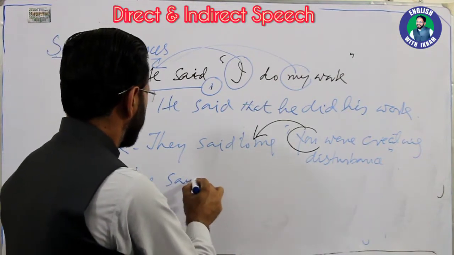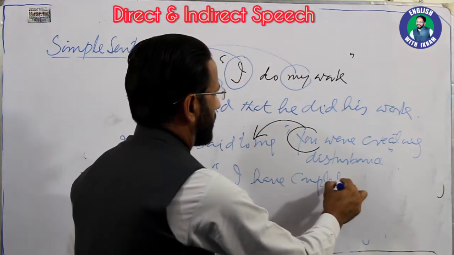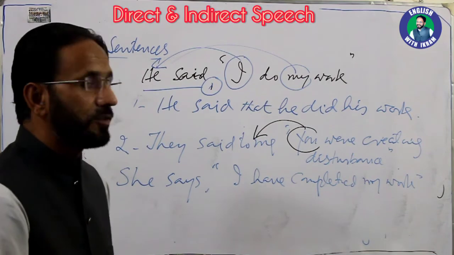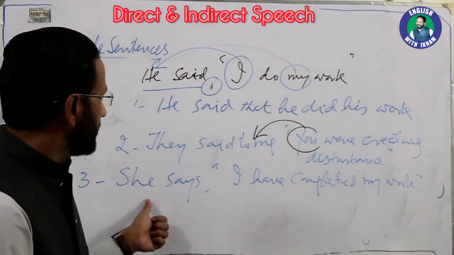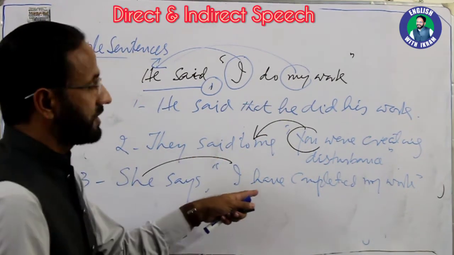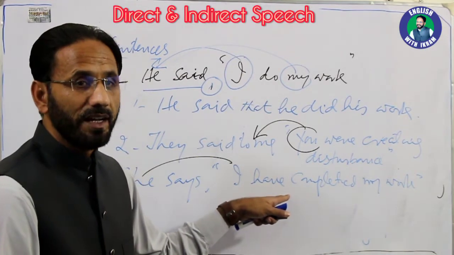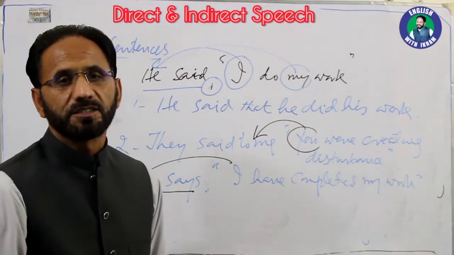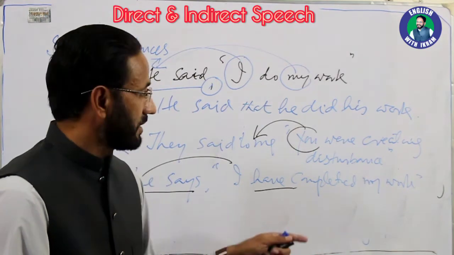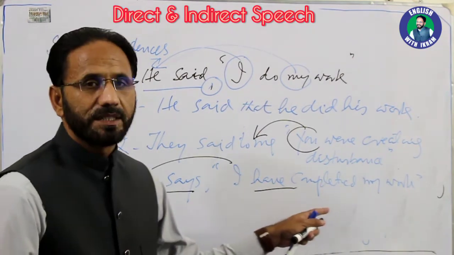She says, I have completed my work. How do we change this sentence? She says that, first person, again, it will become the subject. She says that she, now the tense will not be changed. The tense will remain the same. Why? Because there is simple present tense in the reporting speech. Now it will be, she says that she has completed her work. There will be no change of tense.